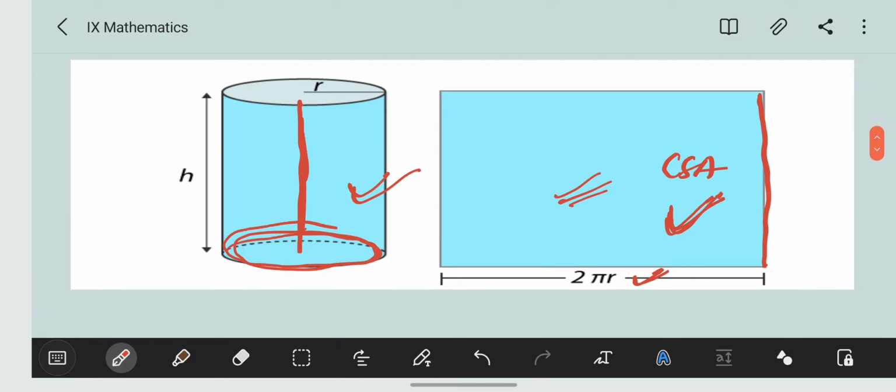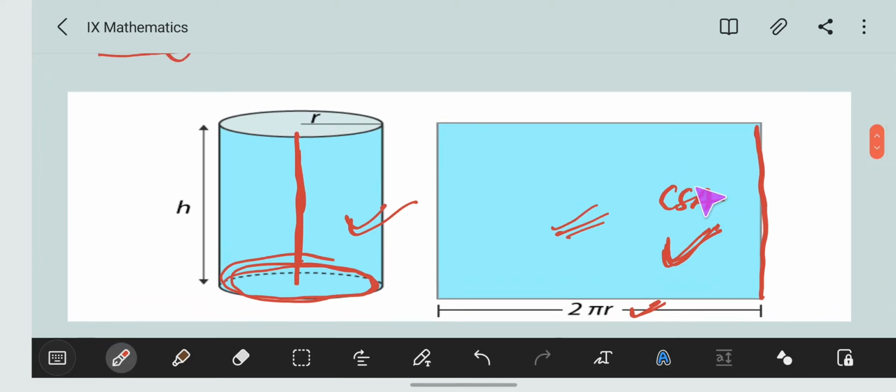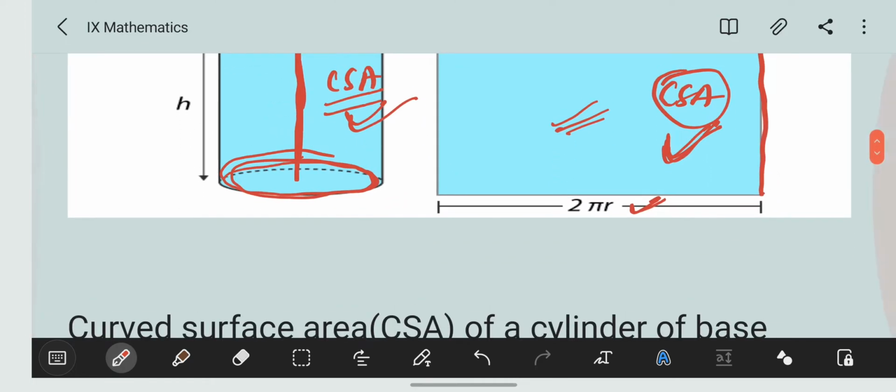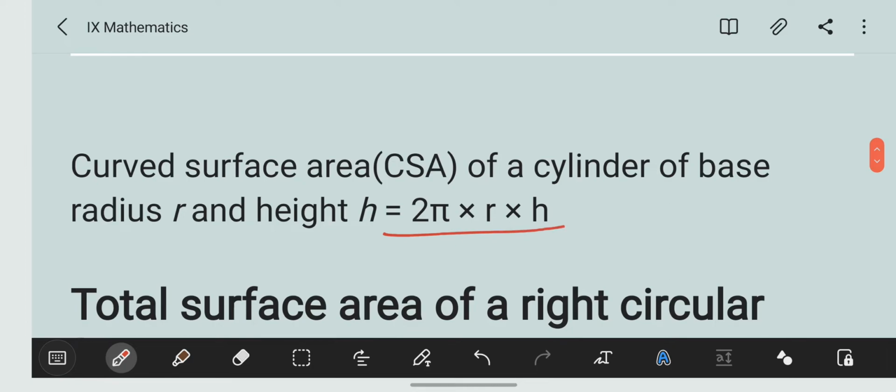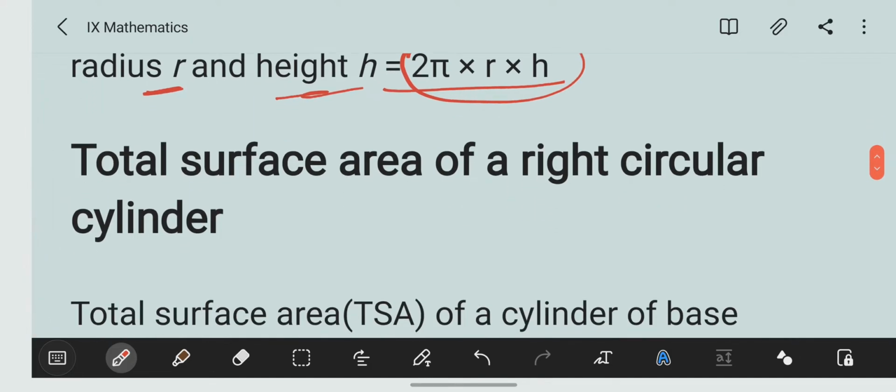Okay, or simply you get the area of this particular rectangle to get the curved surface area of a right circular cylinder, which is nothing but 2 pi r h, having the base radius as r and the height as h. The next one is total surface area of a right circular cylinder.